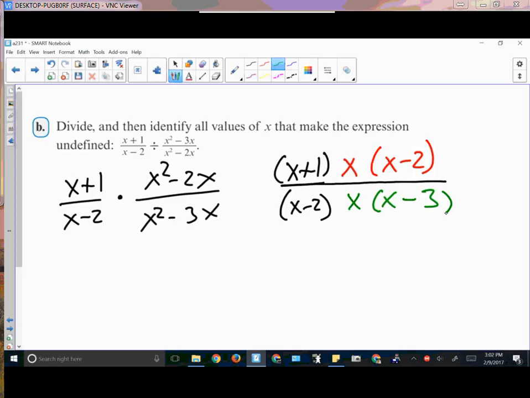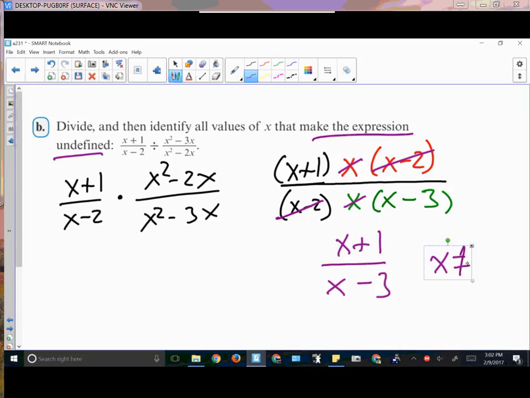So, is there any canceling that I can do? I can cancel off the x here with the x here, the x minus 2 with the x minus 2, and so I am left with x plus 1 and x minus 3. Now again, they want us to identify what value can't x be equal to. What can't x be? What would make the denominator 0? What number can I put in here that would make it go to 0?